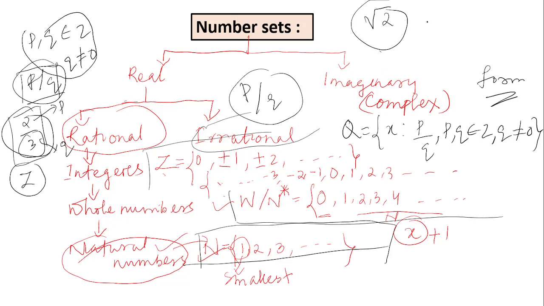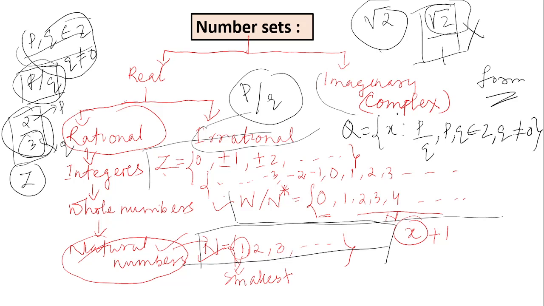If you think that we can write root 2 as root 2 by 1, this is also p by q form. But there is a condition that p and q must belong to Z. That means p and q must be integers. But here root 2 is not an integer. That's why this is not the correct expression in the form p by q. So root 2 cannot be a rational number.